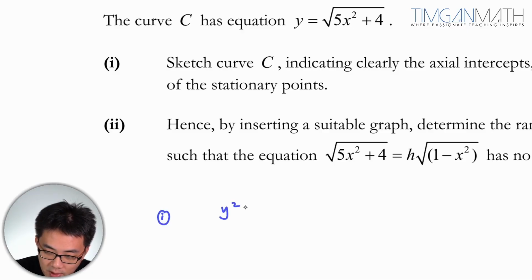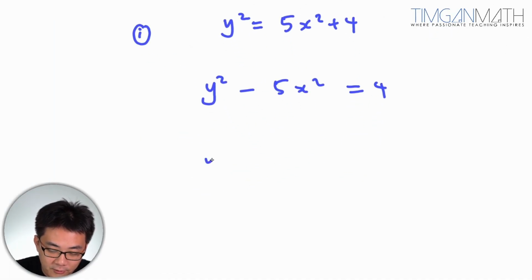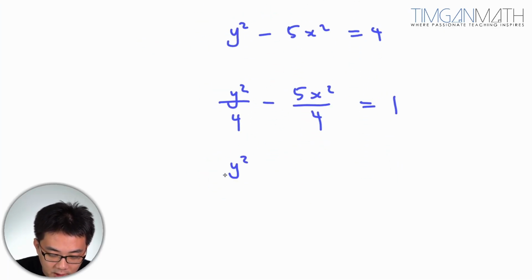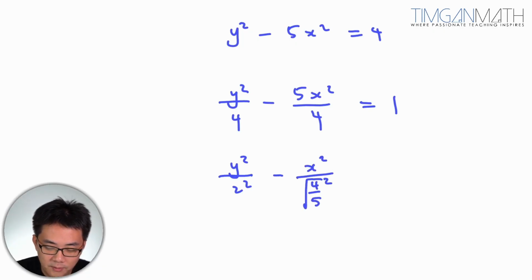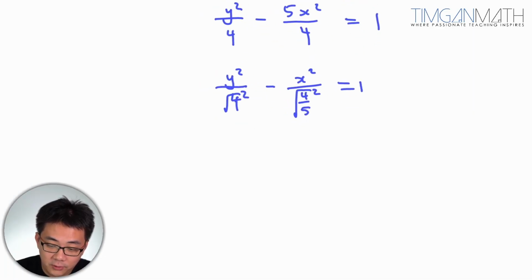So we're going to do it by sketching it out. This is y squared equals 5x squared plus 4. We're going to find the asymptote. This is y squared minus 5x squared equals 4. I'm going to divide both sides by 4, so y squared over 4 minus 5x squared over 4 equals 1. Then this will be y over 2 squared minus x squared over 4 over 5, which is square root of 4 over 5 squared. Just rearrange, okay?